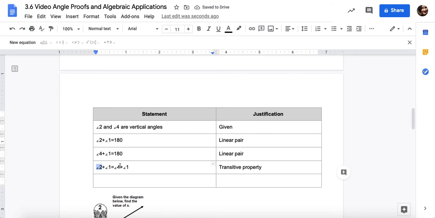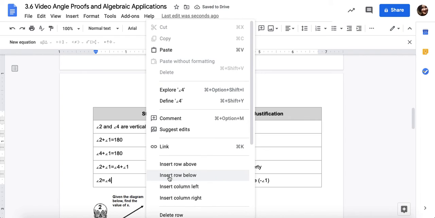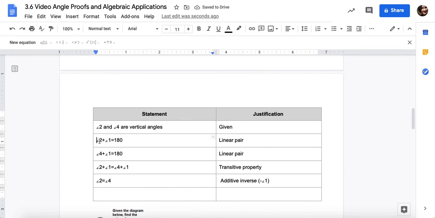Now we want to find that 2 and 4 are congruent. So what we need to do is get rid of these angle 1s. That's actually pretty easy because all we have to do is use our additive inverse, minus angle 1. And then right now we have that those angles, oh, I should have m's this whole way through because we were talking about numbers. We were talking about the actual measures of those angles.